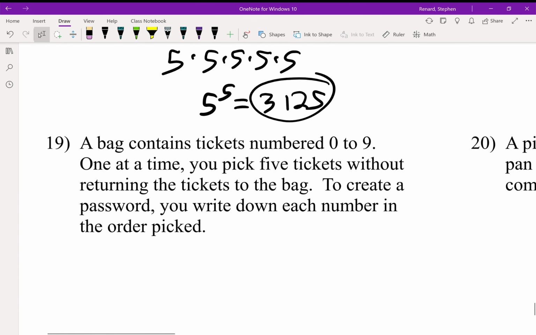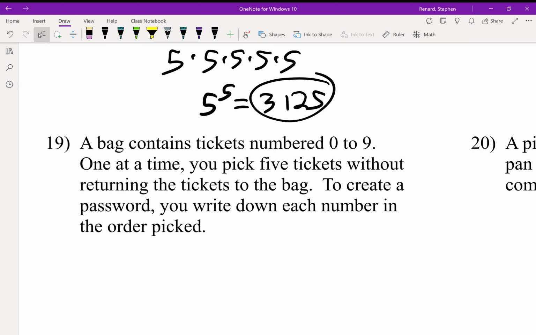Bag contains tickets ordered 0 to 9. One at a time, you pick 5 tickets without returning the tickets to the bag. To create a password, you write down each number in the order picked. How many different passwords can I come up with? Just 10 numbers. And that is 10 numbers because 0, 1, 2, 3, 4, 5, 6, 7, 8, 9.